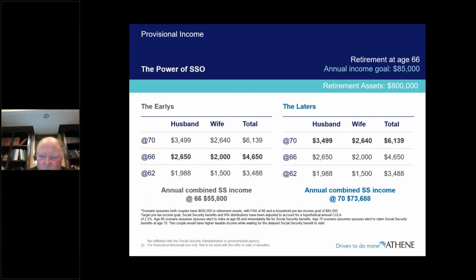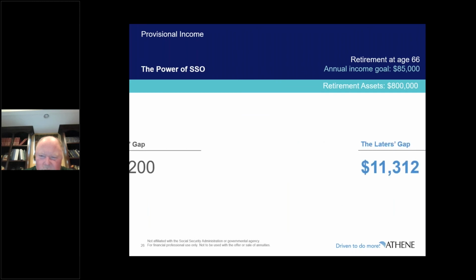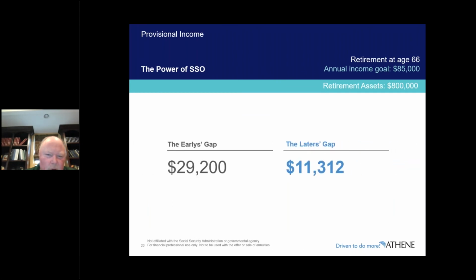So what we want to do is use these numbers and compare them to the income goal and back into what the capital requirement would be if they took benefits early at 66 or later at 70. To do so, I'm just going to build on what we've already learned. So the earliest gap, $85,000 minus $55,800, is $29,200. The later gap is smaller because the delayed retirement credits make the benefit 32% larger. We'll come back to this number in a minute because we're going to have to inflation adjust that to keep things on a level playing field. But look at the early. So their gap is $29,200.